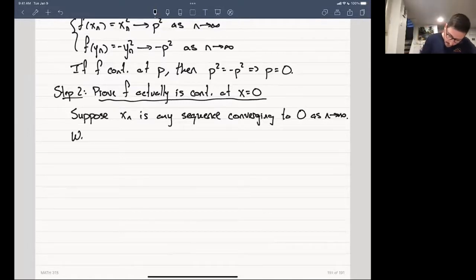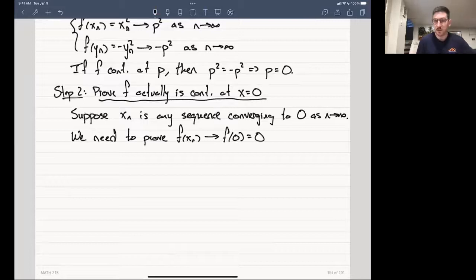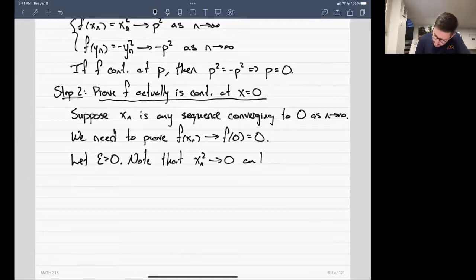So that means that we need to prove f of xn converges to f of 0, which is itself equal to 0. Okay, so again, we're using the sequential criterion for continuity here. Well, since we're dealing with convergence, we need an epsilon greater than 0. And we can note that xn squared goes to 0 and minus xn squared goes to 0 as n goes to infinity, right? So this is just sort of obvious to us.